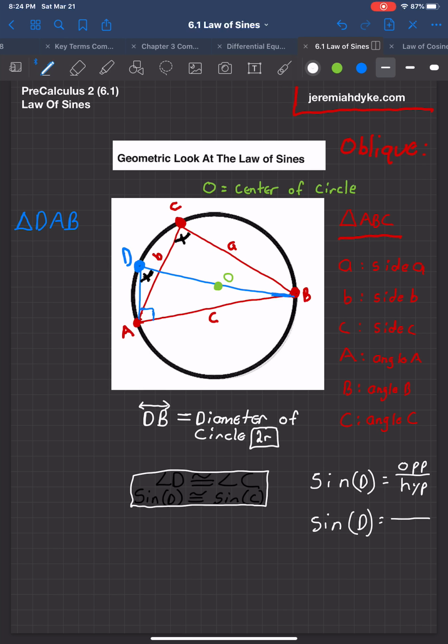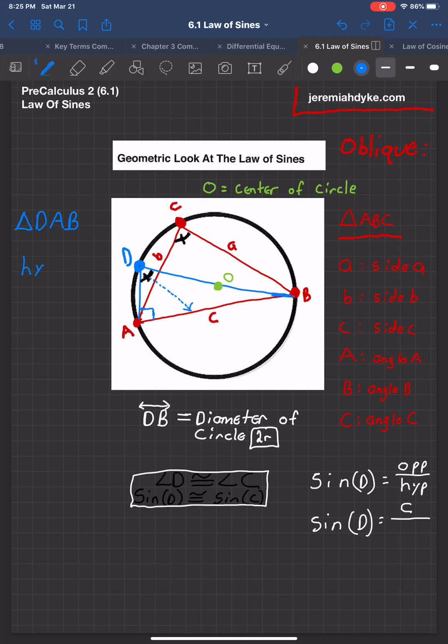Well, hopefully you're noticing this. So I got opposite of angle D is side C. So I have C over, now what is the hypotenuse? All right, well, let's you and I agree that the hypotenuse of this blue triangle is basically the diameter of the circle, right?